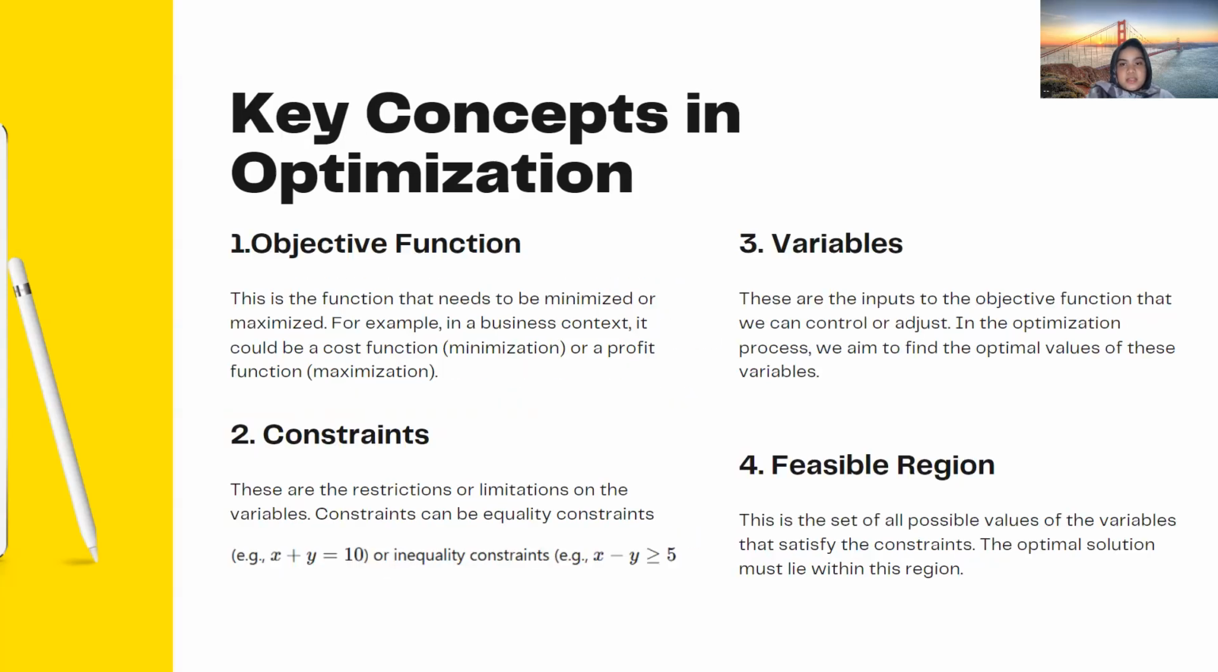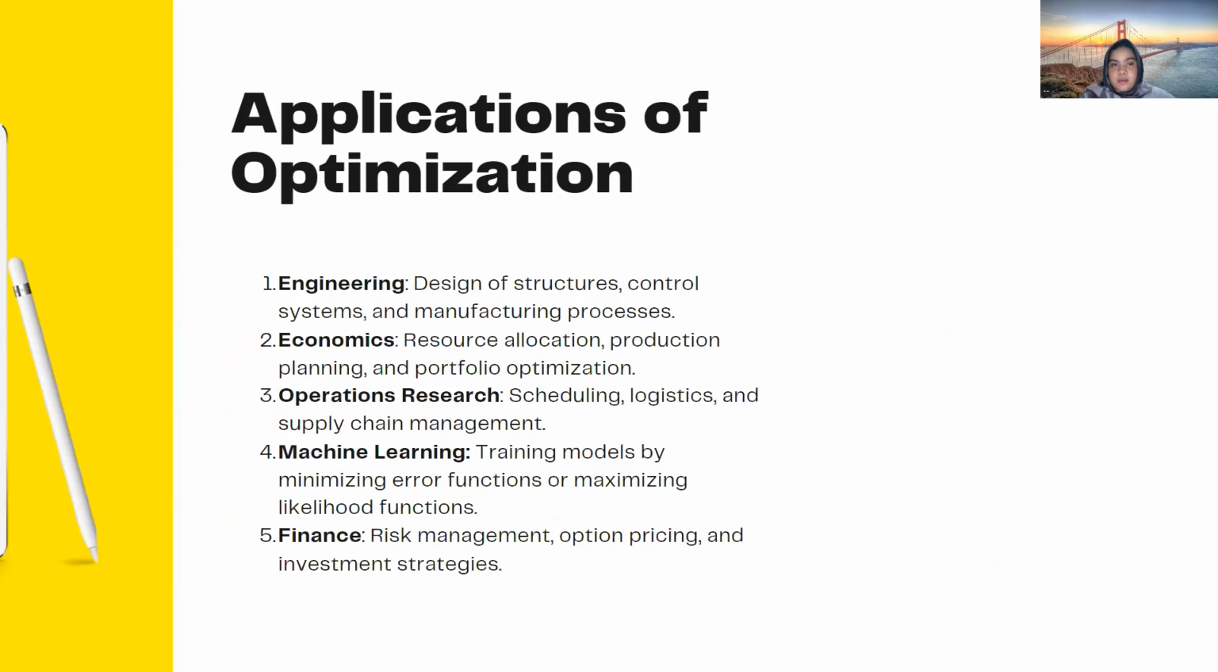Third is variables. These are the inputs to the objective function that we can control or adjust in the optimization process. We aim to find the optimal values of these variables. Fourth is the feasible region. This is the set of possible values of the variables that satisfy the constraints, and the optimal solution must lie within this region.